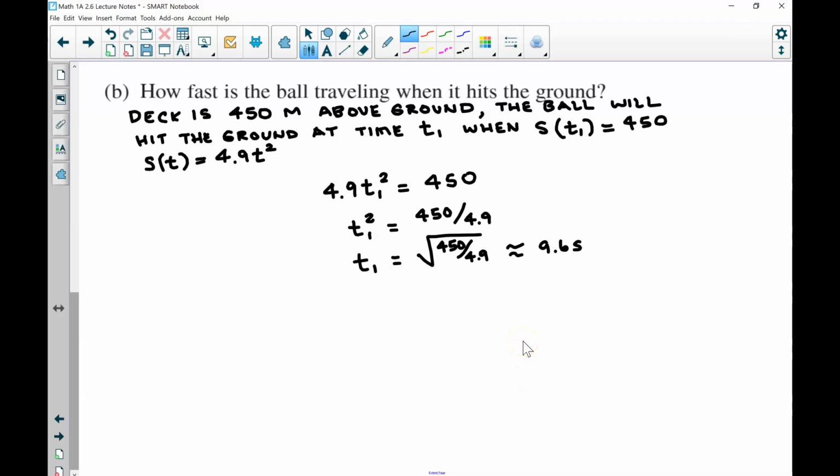Therefore, the velocity of the ball as it hits the ground is going to be the following. So we're going to take the velocity at t1, okay, and that was 9.8 times t1, which is equal to 9.8 times 9.6, which is approximately 94 meters per second.